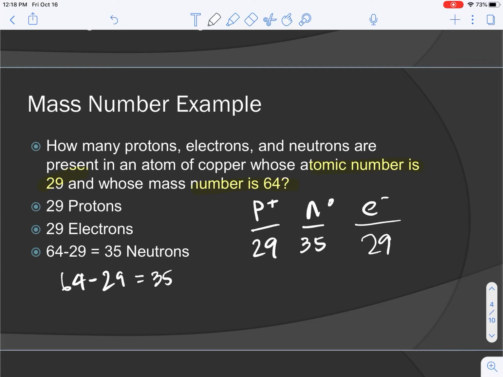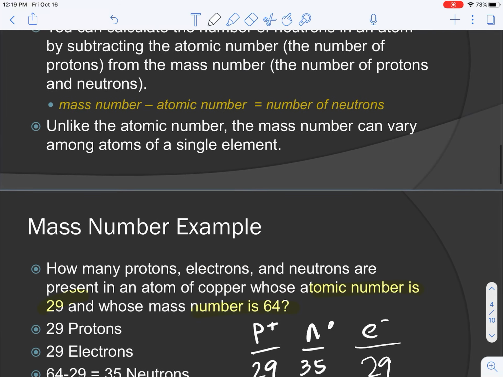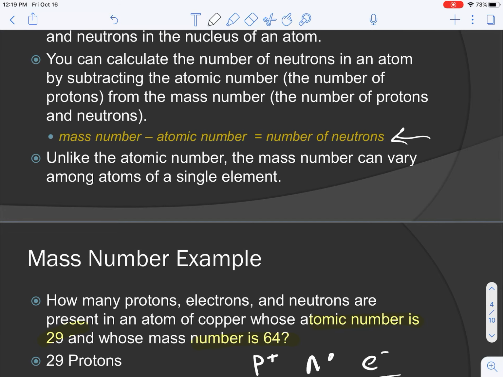Do all atoms of copper have 35 neutrons? No, they don't. Those are what are called isotopes, but all of them will definitely have 29 protons. And usually they'll have 29 electrons too, but that can change sometimes as well, which we'll get into later. Okay, pretty easy. So if you're given two of the numbers between atomic number, mass number, and neutrons, you should be able to find the third one very easily using this equation right there.